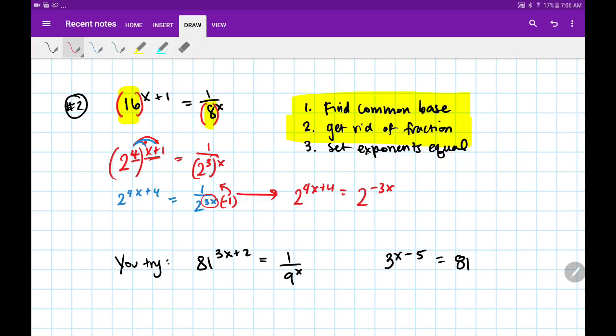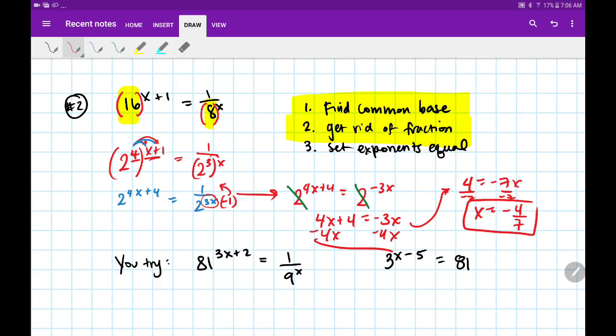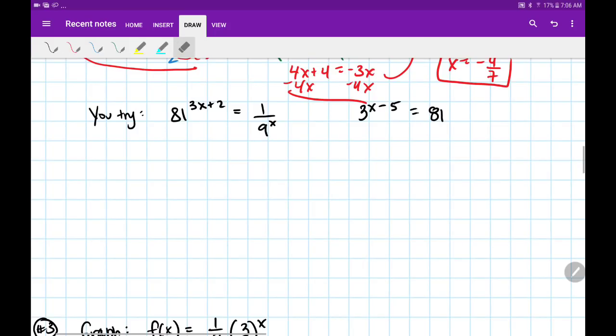Now that I have common bases, I can cross them out and set my exponents equal to each other. So 4x plus 4 equals negative 3x. I'll move the 3x, I'll minus 4x on both sides. So this part's just algebra. I get 4 equals negative 7x, and x equals, divided by negative 7, negative 4 over 7. Okay. The steps leading up to here are the most important. So let's see if you can do these ones yourself. Pause the video and see if you can give it a shot.